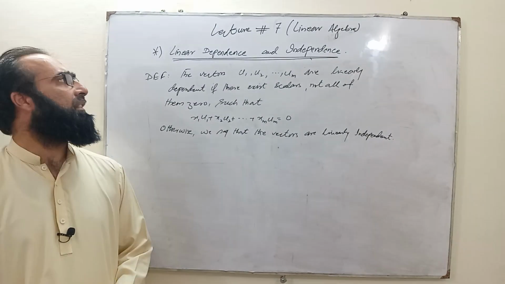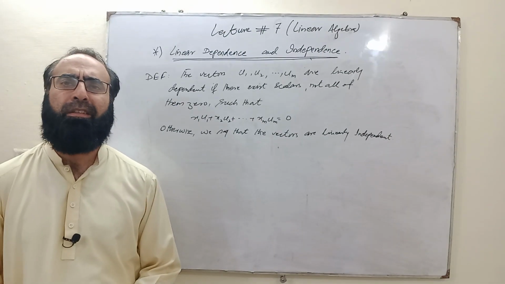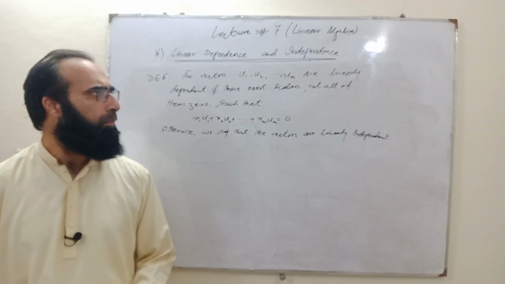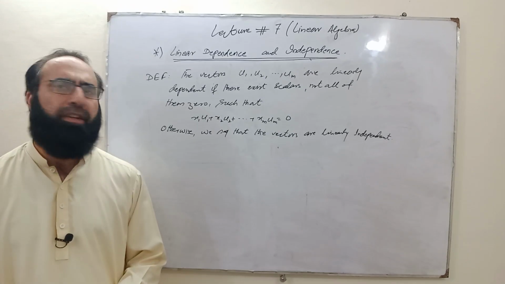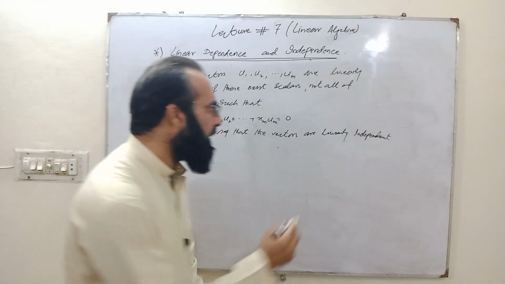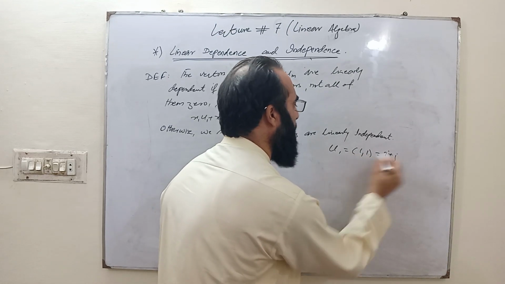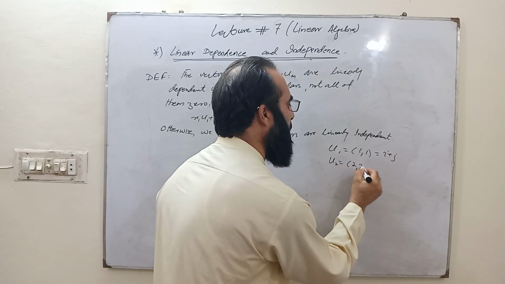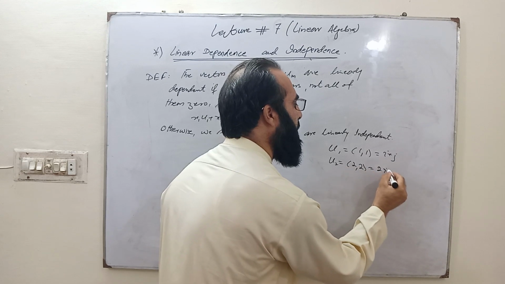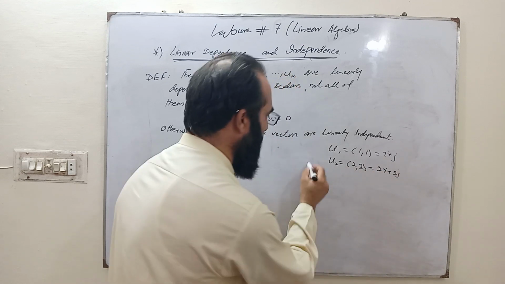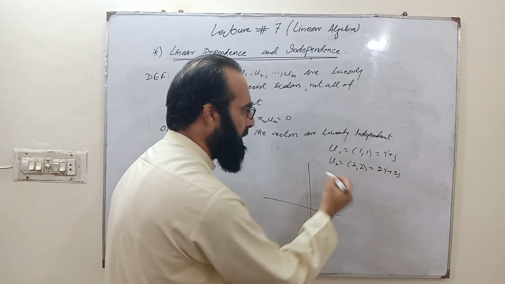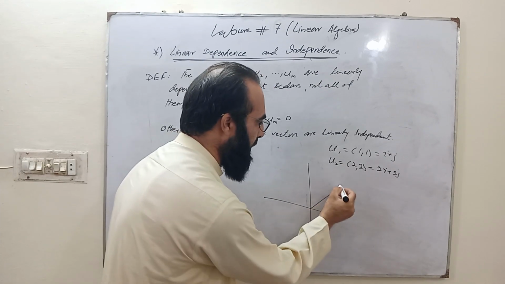Today we will discuss linearly independent vectors and linearly dependent vectors. Before starting the definition, for example, we have two vectors. Say u1 is (1, 1), that is i plus j, and u2 is (2, 2), that is 2i plus 2j. In the xy plane, the graph of these two vectors will be just like this.